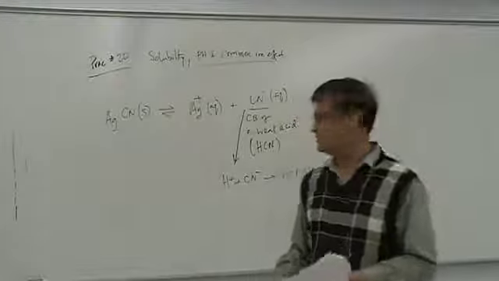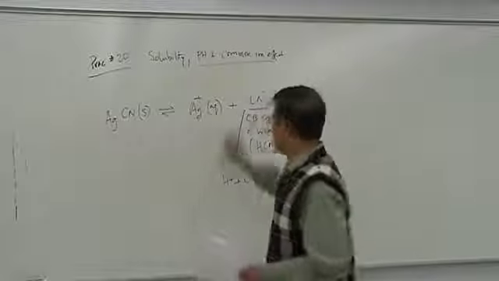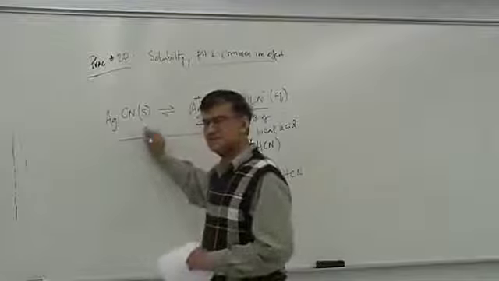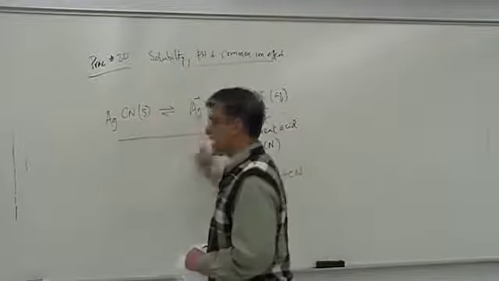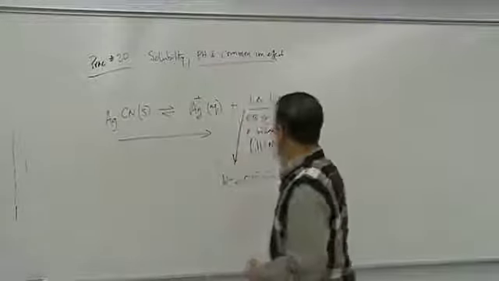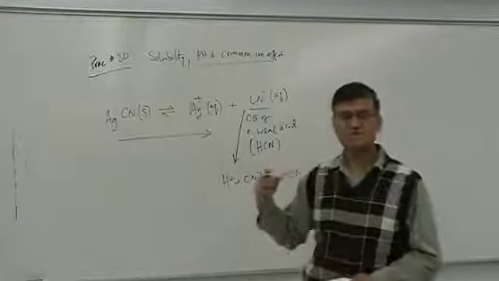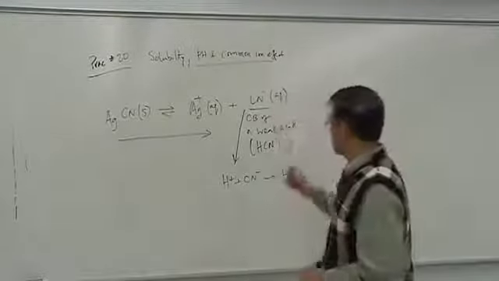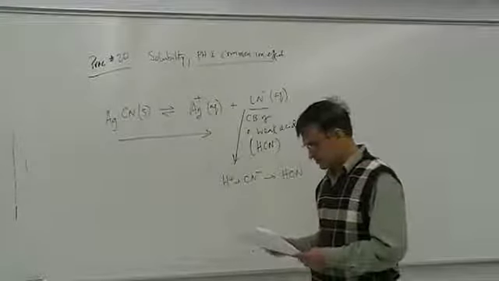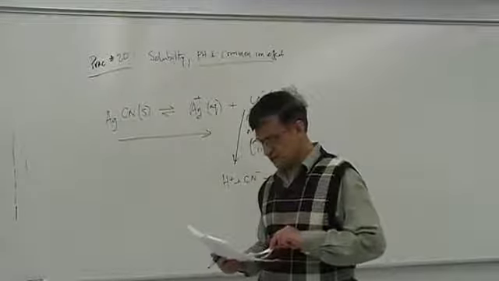According to Le Chatelier's principle, the system doesn't like a loss from equilibrium. Since it's losing CN minus, it has to go from left to right. The left-hand side has solid, the right-hand side has ions in solution. That means solubility is increased. So adding H plus means lowering the pH. As you lower the pH, the solubility of AgCN is going to increase. A question like this may be on the test, so make sure you understand this.